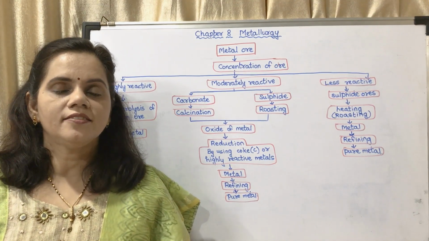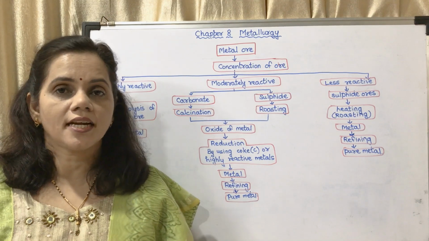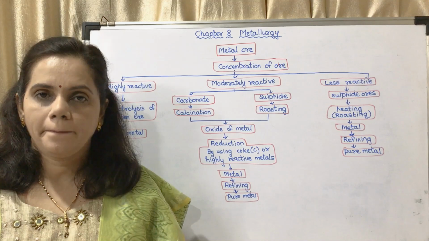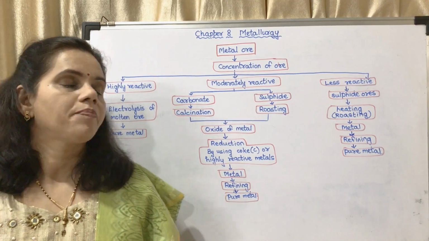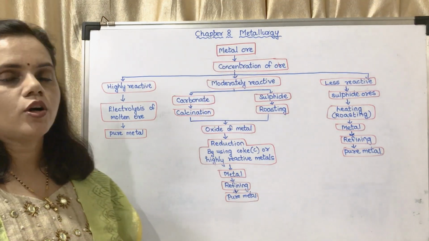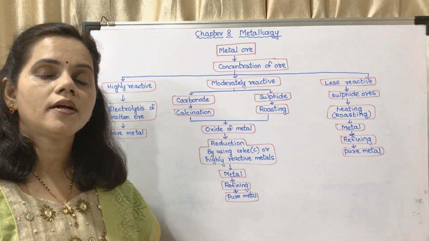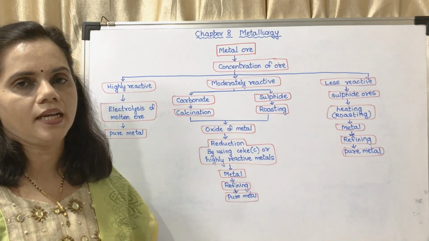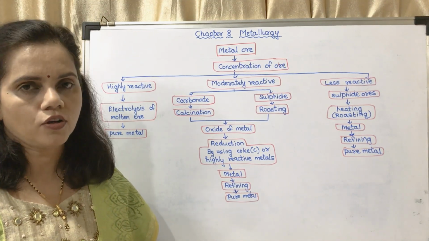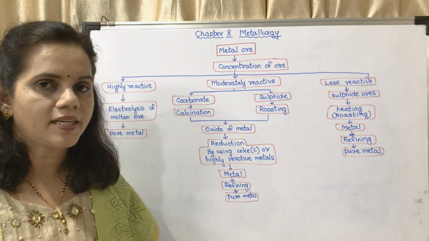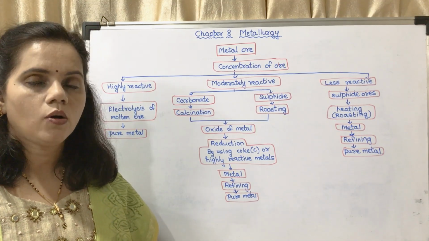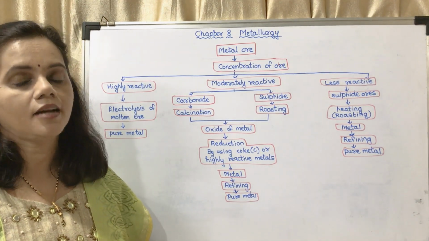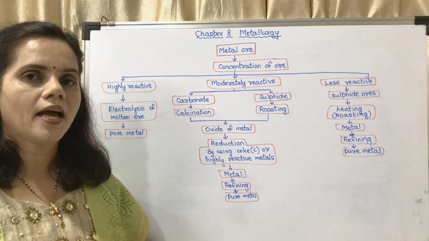So in the other lecture we started studying about extraction of metals. What are the procedures which are followed for extraction of metals in metallurgy? We will see metal ore. What do you mean by an ore? Ore is the mineral from which the metal is extracted economically. That means more concentration of the particular metal is present in that mineral, so from that mineral we can extract the metal easily and in more amounts. That is said to be an ore.